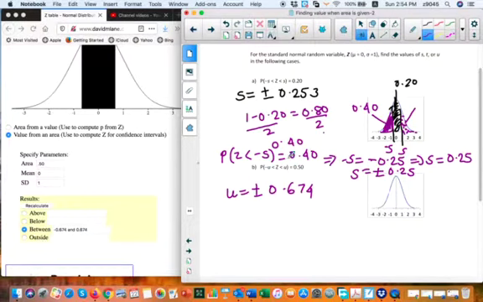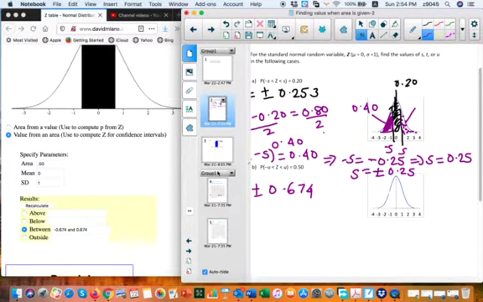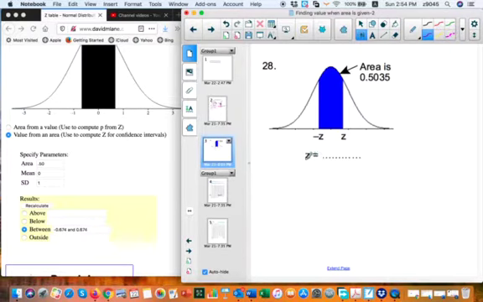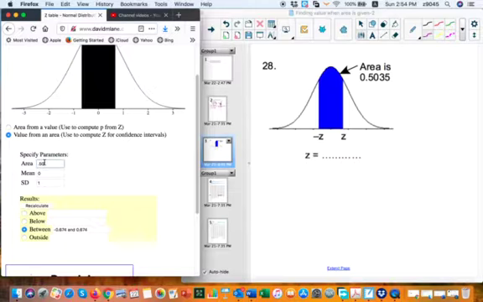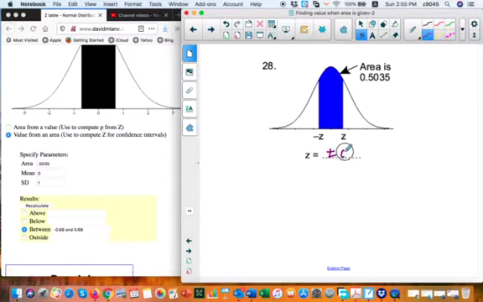Sometimes they give the question in this form, sometimes other forms are also available, like in the next question, which is given as this. Now the area is given as 0.5035. This is given in diagram form. Our aim is to find the value of z. I'm just going to use the calculator. 0.5035, between, recalculate, 0.68. So the value of z is plus and minus 0.68. For the negative part, it is going to be minus 0.68. For the positive part, it's going to be 0.68.